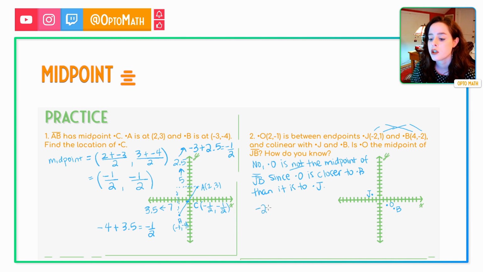So -2 plus 4 over 2, that is the average of our x values. And let's take a look at our y's. So 1 plus -2 divided by 2. And the question is, is that equal to point O, which is 2, -1? So -2 plus 4 is 2, and 2 divided by 2 is 1.